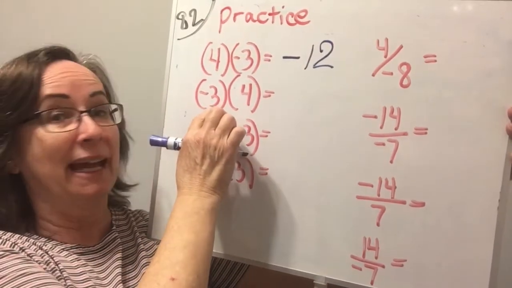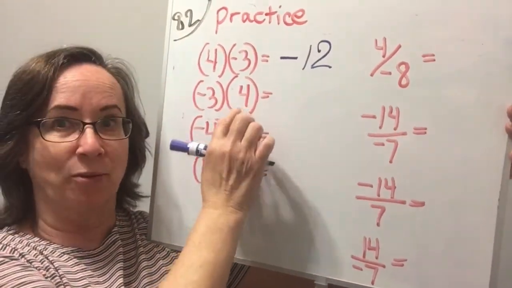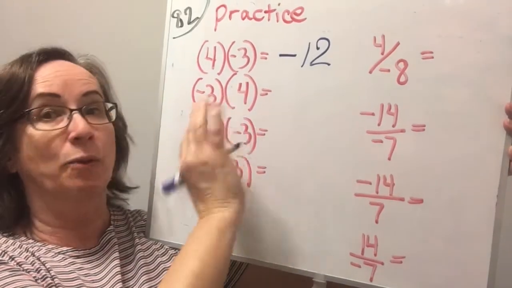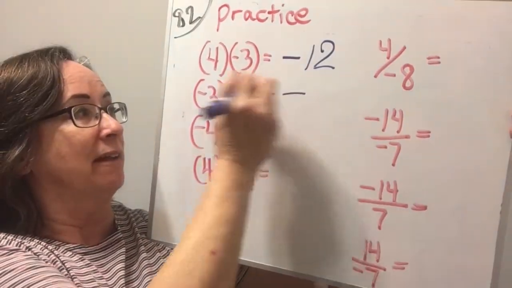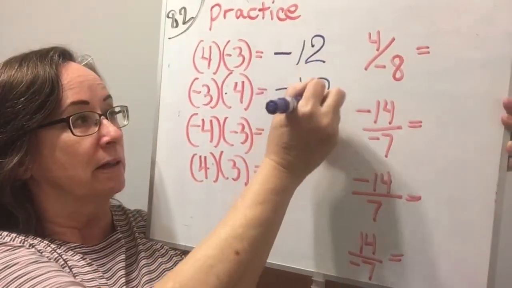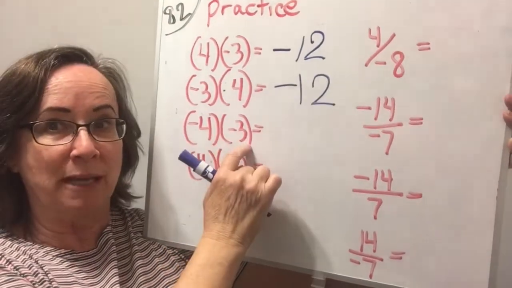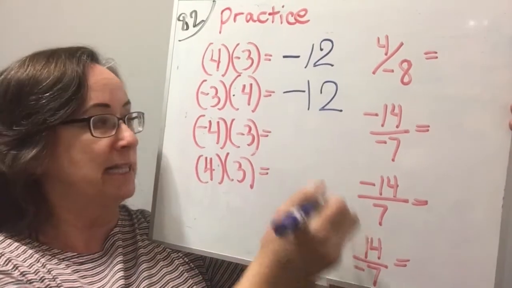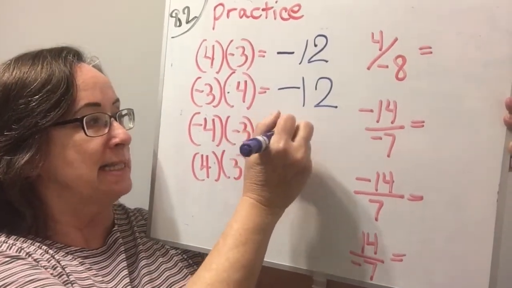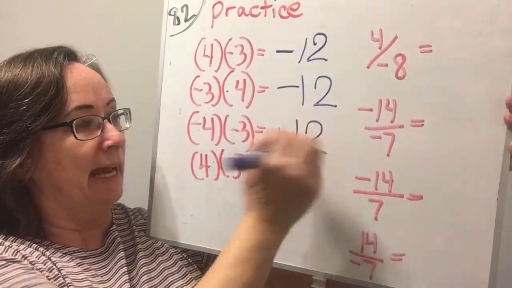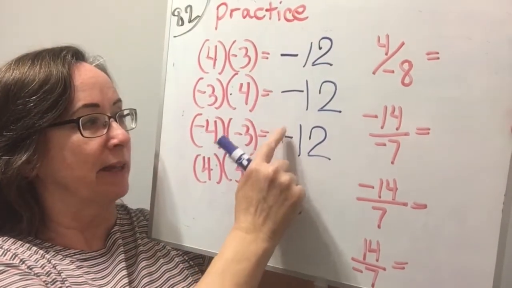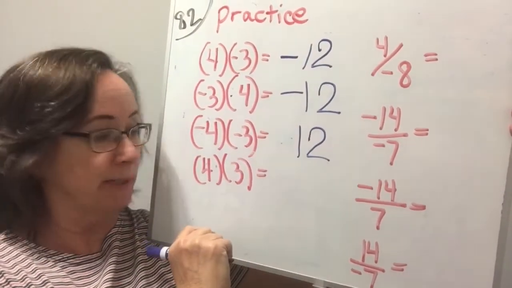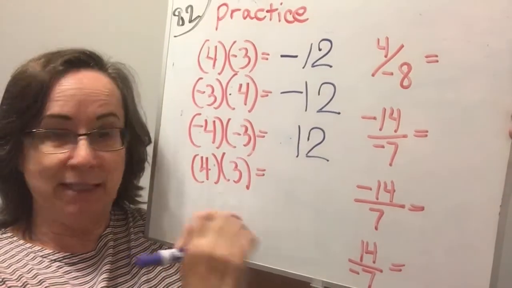We have a negative 3 times a positive 4, opposite signs. So again, we're going to get a negative, and 3 times 4 is 12. We have a negative 4 times a negative 3, which are the same sign. Like signs lead to a positive answer. We're going to get a positive 12. And we don't need to put the positive there because it's positive by default. 4 times 3 is 12.